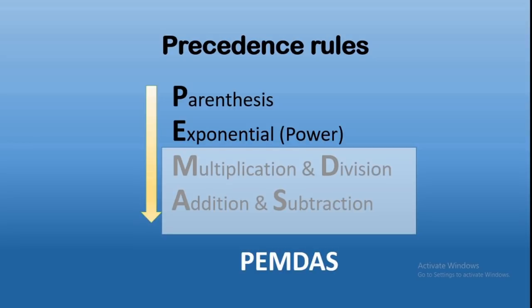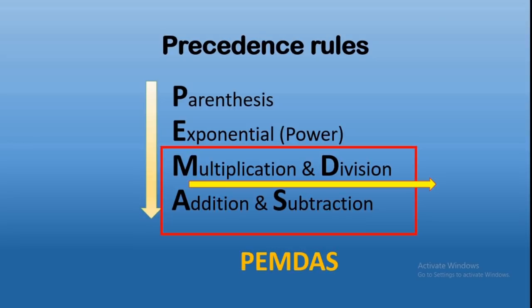Now the operations which are of the same precedence are always carried out from left to right. So suppose we have an expression where multiplication and division both operations are there, then the operations are carried out from the left of the expression to the right. So suppose division is first from the left and then multiplication, then division will be carried out first, then multiplication. Similar for addition and subtraction. So let's understand these precedence rules by some examples.